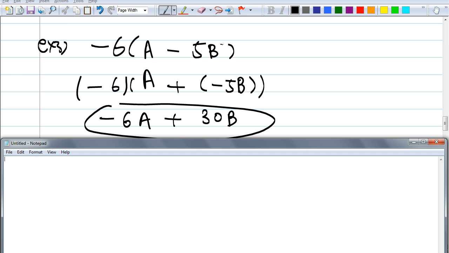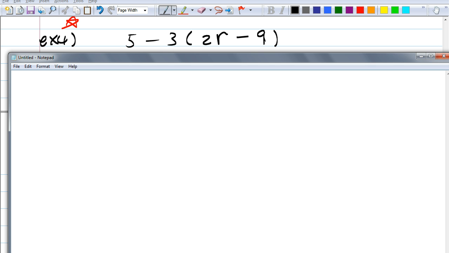Okay. So this is one of those classic questions that, if you're not careful, people mess up. And I like this question. Okay, first of all, write it down. 5 minus, in parentheses, 2r minus 9. Like I said, this is one of those classic questions that if you're just trying to rush through and do it, you get it wrong. So, anybody see what kind of mistakes people can make with this sort of question?